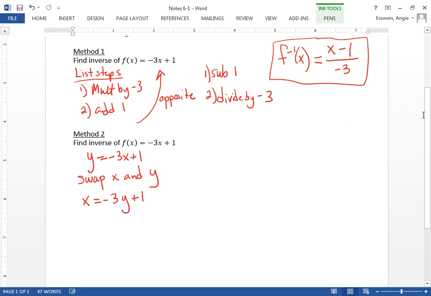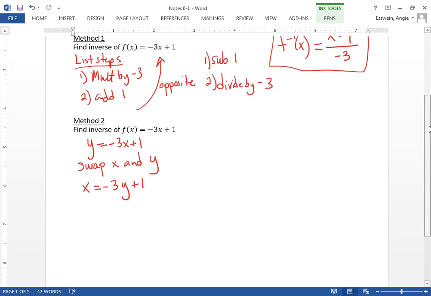So you can do some of the easier problems like this already. And then you solve for y. So let's do that back up here. Solve for y. So you have to undo everything around y to solve for y. So you'd subtract 1 and divide by negative 3. So you would get x minus 1 equals negative 3y. And then y equals x minus 1 over negative 3.